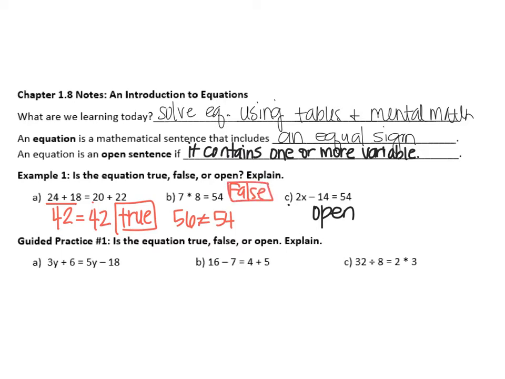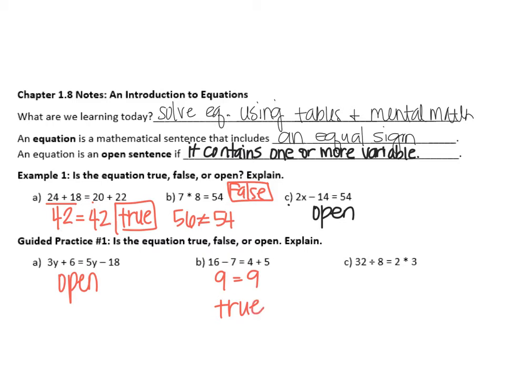Guided practice. You can pause the video here and try these on your own. I'm going to give you the answers in just a second. Alright, because A has two variables in it, that's going to be an open. B, you just do the little math. 16 minus 7 is 9. 4 plus 5 is 9, so that's true.